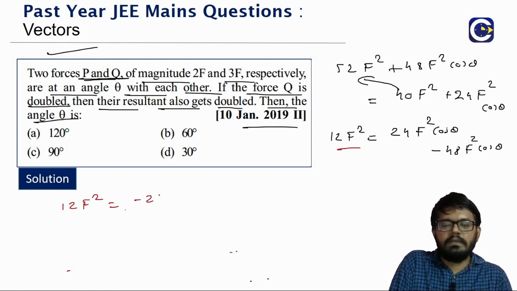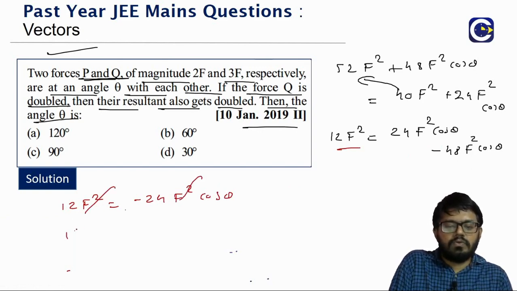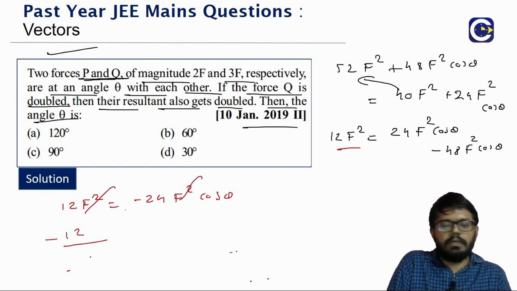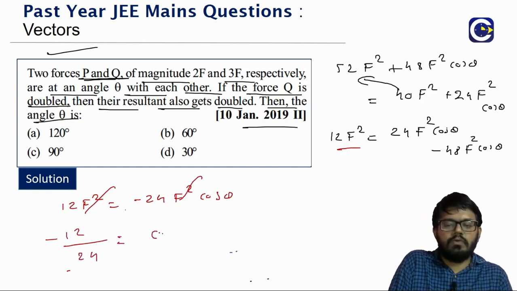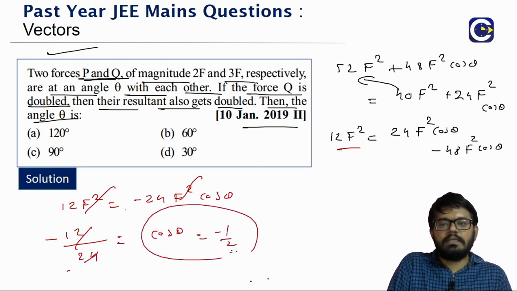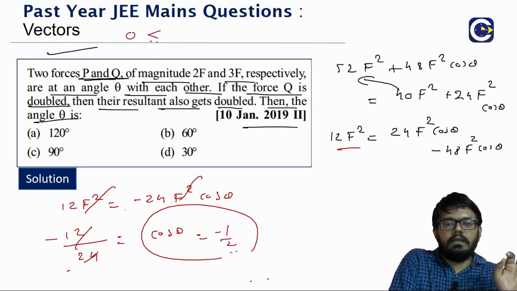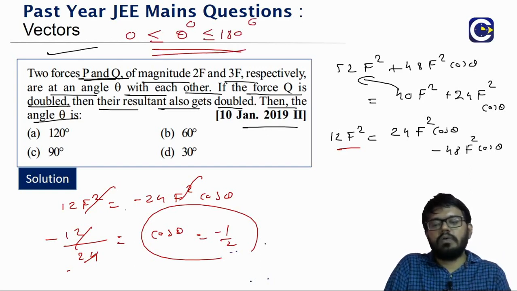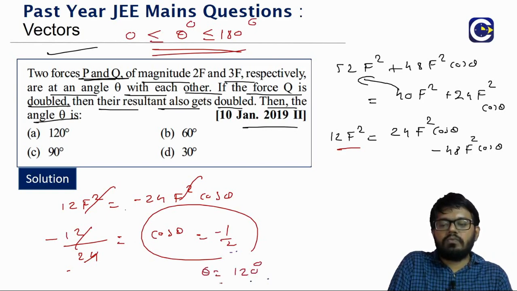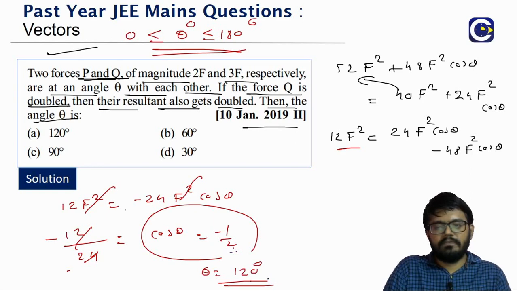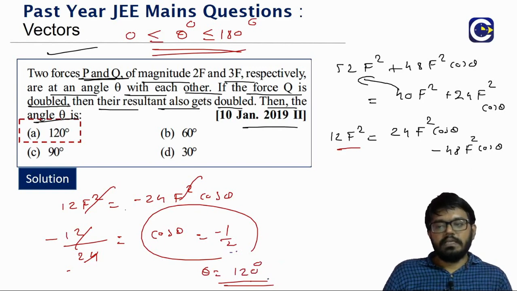24 minus 48 means f square will get cancelled. So 12, the minus 24 will go to the denominator. Minus 12 by 24 will be equal to what? Cos theta. This is what? Minus half. So cos theta minus half means, because we know angle between two vectors, the range of values the angle can take is 0 to 180, right? So which means what? The theta value must be 120 degrees because cos 120 is minus half. So what is the answer for this? It is what? Option A, which is 120 degrees.